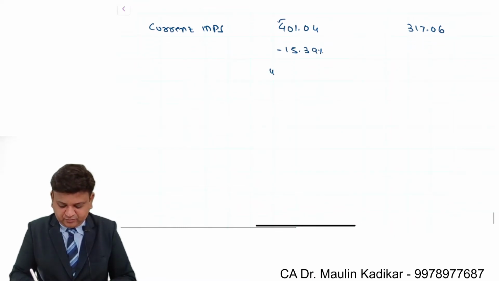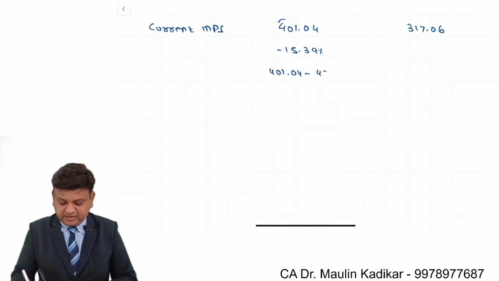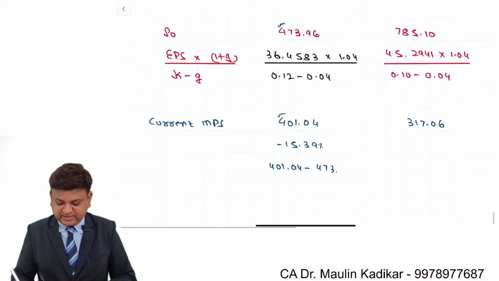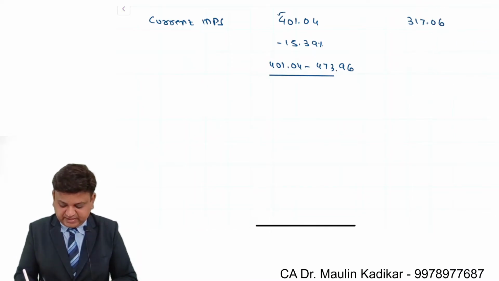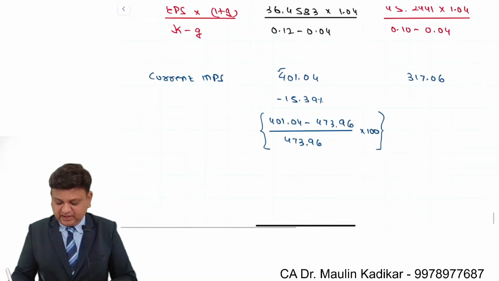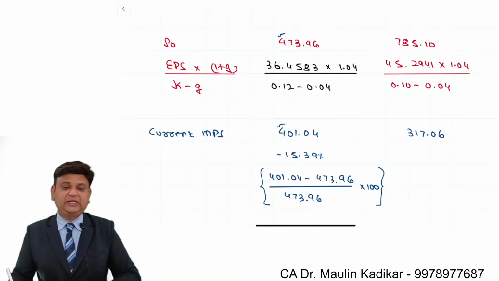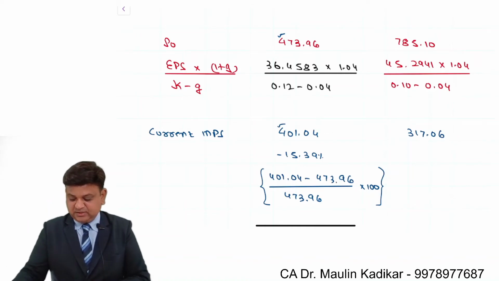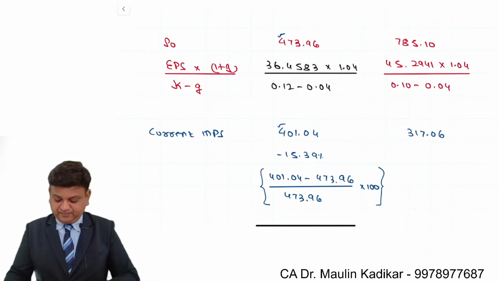In a way that says 401.04 is the price in comparison to 473.96, divided by 473.96, into 100 for getting the answer in percentage terms. So it is underpriced by approximately 15.39 percent. In comparison to that, CD Limited is also underpriced, but you can see it is huge, substantially underpriced.